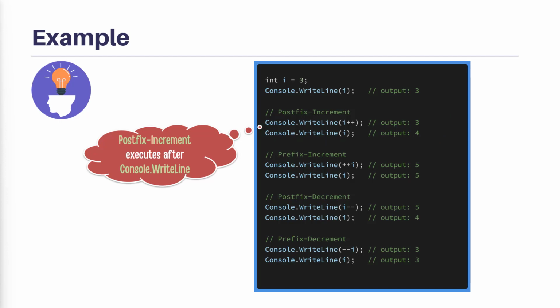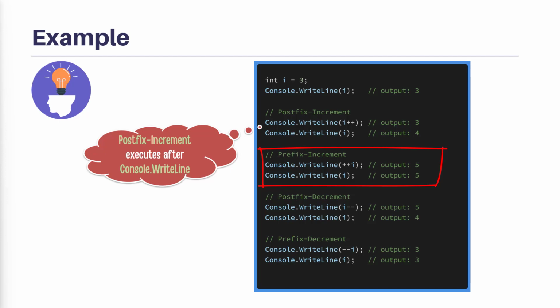Now let's have a look at the prefix increment operator. The next 2 lines of code show how the prefix increment operator works. There is one Console.WriteLine to print the value of I, but this time I has a prefix increment operator applied. As it is a prefix increment operator, the increment operation will happen first, and then the incremented value will be passed to Console.WriteLine. That's why the output will be 5 in this case.